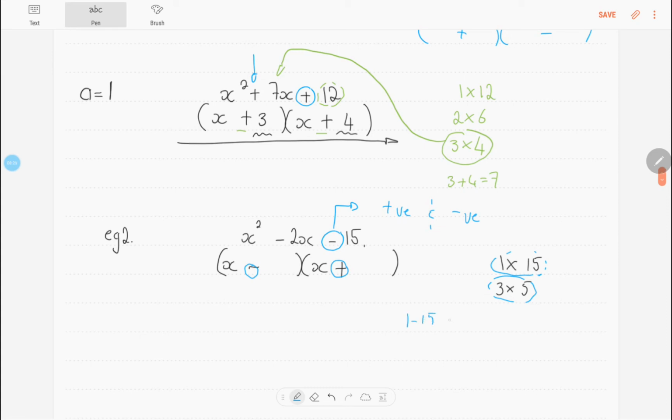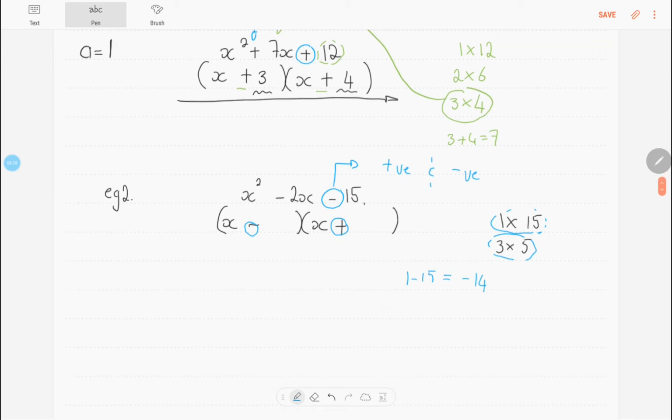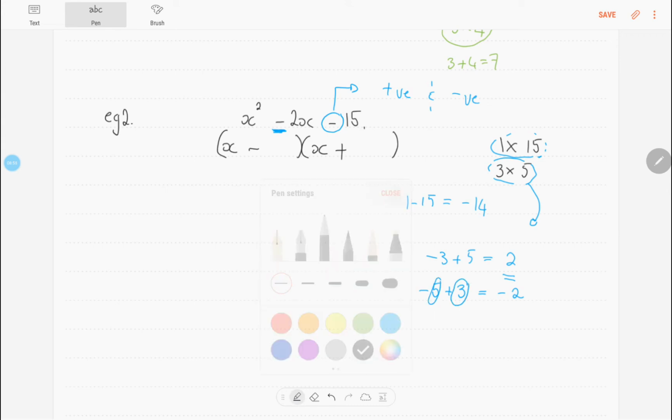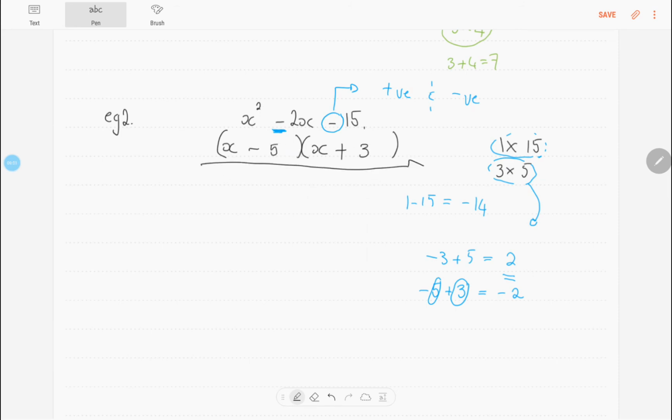Obviously 1 minus 15 doesn't work. That gives me minus 14. So we're going to be looking at these guys here. So if we go minus 3 plus 5, we get a positive 2. But we're not looking for a positive 2. We're looking for a minus 2. So let's swap those guys around. We get minus 5 plus 3 gives me a minus 2. Cool beans. So in other words, the bracket with our minus must get the 5, and our bracket with the positive must get our 3. So that gets a 5 and that gets a 3. And there we are done.